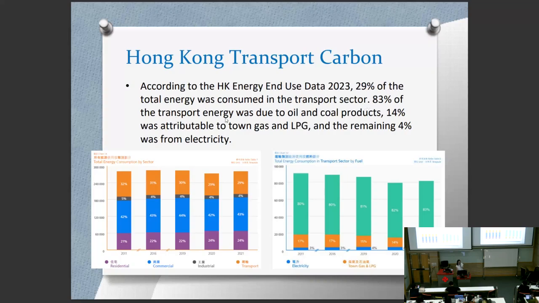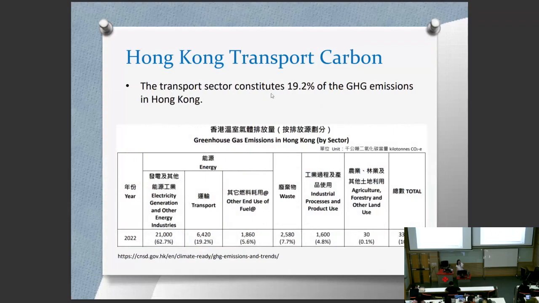83% of the transport energy was due to oil and coal products, then 40% due to town gas and LPG, and the remaining 4% from electricity. Okay, so for carbon emissions, the transport sector constitutes 19.2%, which is a little bit lower than that in the UK. For the UK, it's around 25%, and for Hong Kong, 19.2%.